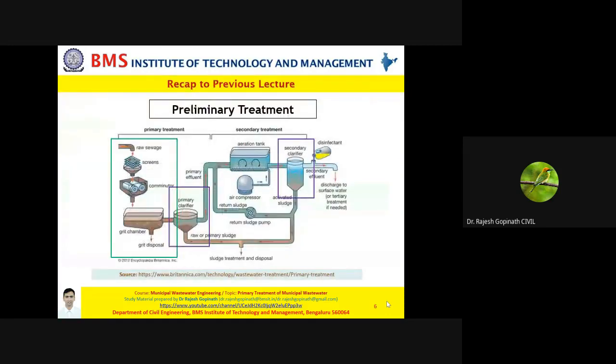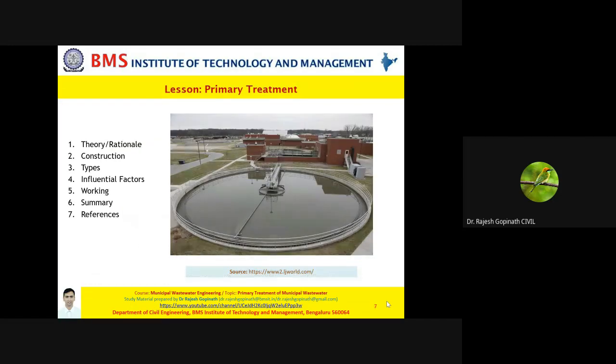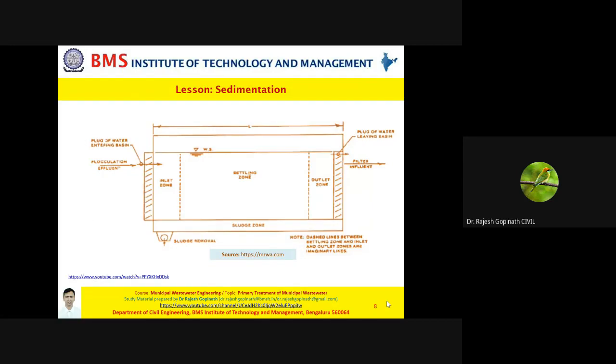If you recollect, in the previous session, we had discussed preliminary treatment, wherein we had understood the operation, construction, and the significance of unit operations such as screens, grit chambers, and oil and grease traps. In today's presentation, we shall be discussing primary treatment. Essentially, in primary treatment, we are referring to the sedimentation tank. So we'll be discussing the theory aspect of it, its construction, its operation, the factors influencing it, and the various types of sedimentation tank, before I move on to summarizing the same and listing the references for your kind perusal.